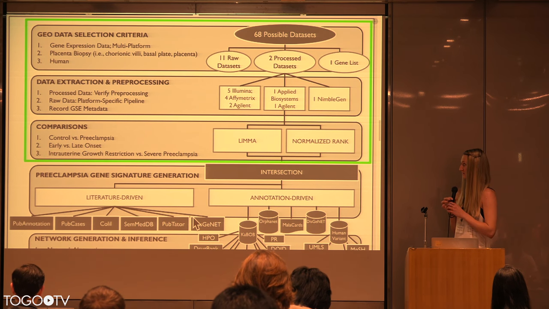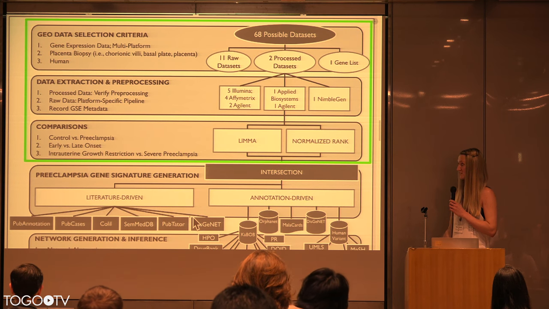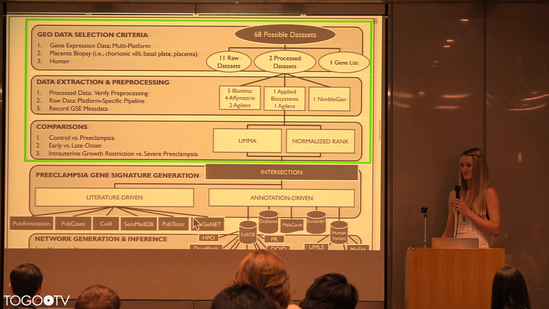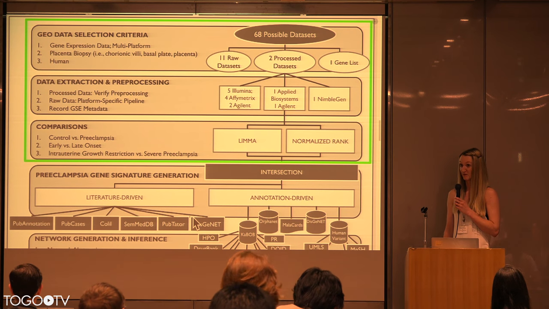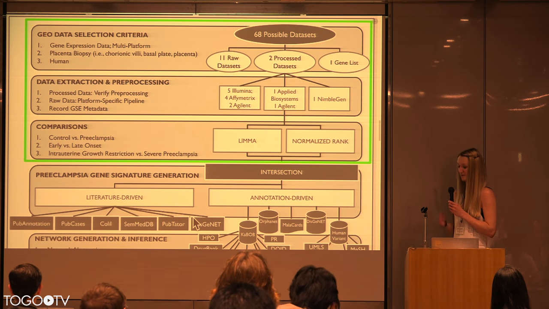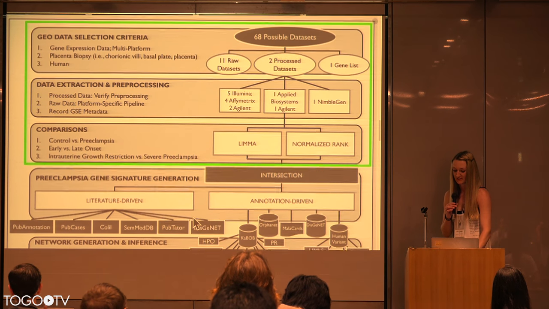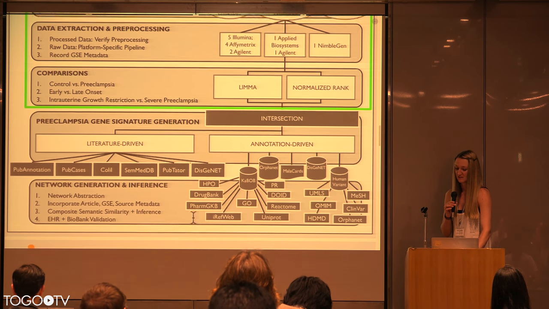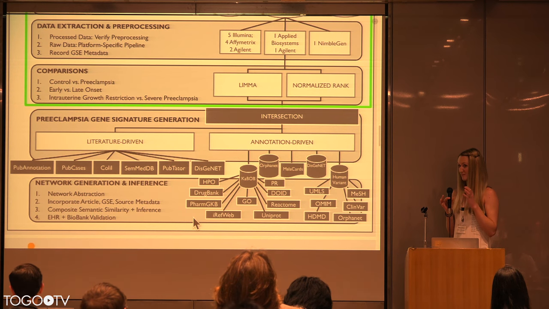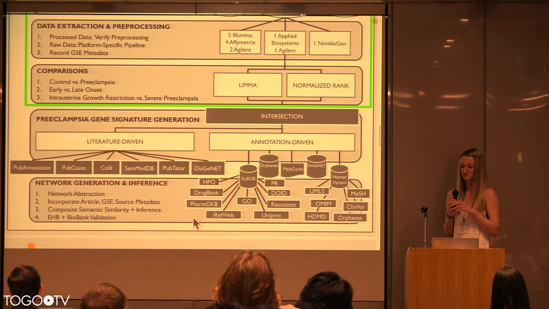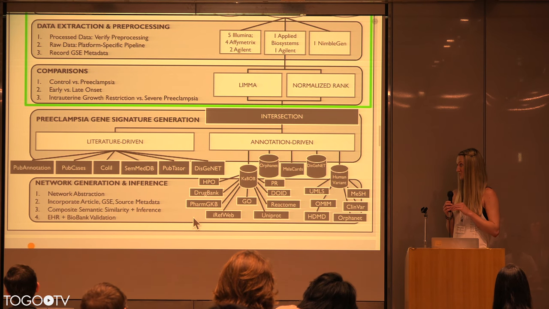Depending on what's available on GEO, if they have raw data, we reanalyzed it platform-specifically to try to make it as normalized as possible. If they didn't have that, we would take whatever they had, verify what had been processed, do some extra filtering, and then move it through the rest of our pipeline. We will identify differentially expressed genes through various methods, combine them, and create one list. Then we'll do two different approaches, a literature-driven and an annotation-driven approach.